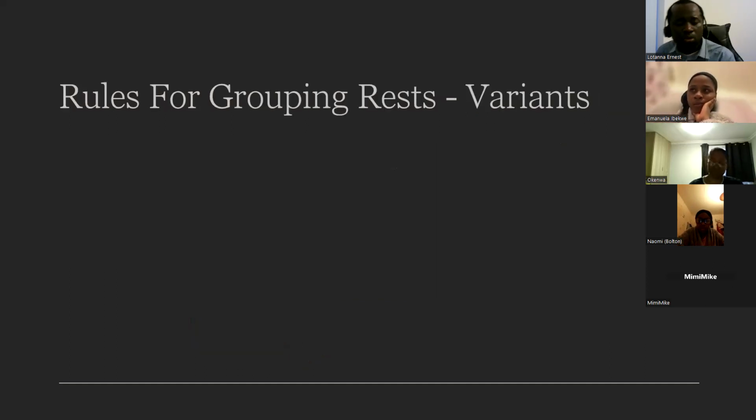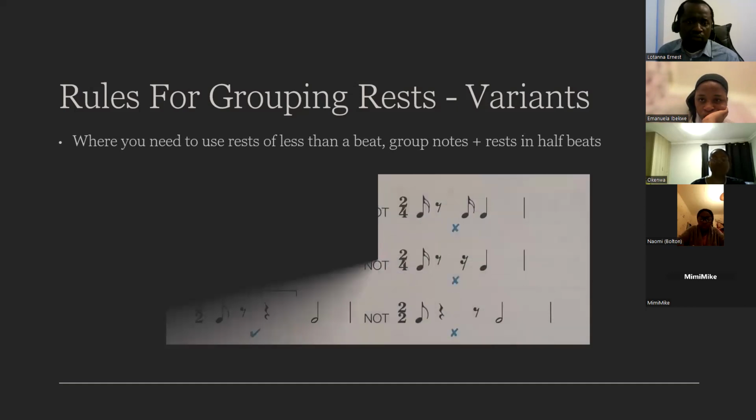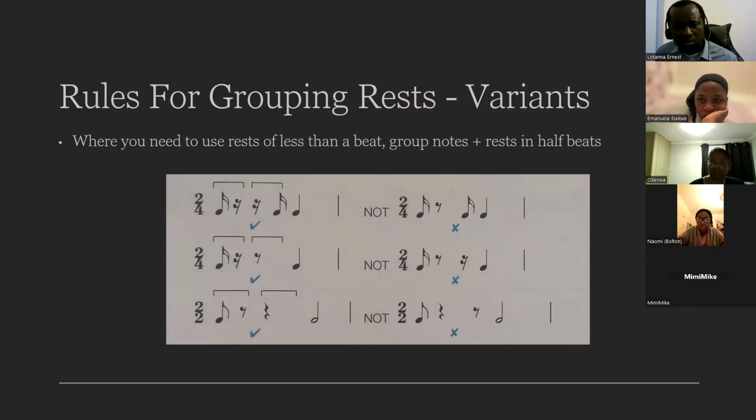Now, rules for grouping notes and grouping rests: there are some exceptions. Where you need to use a rest of less than a beat, group notes plus rests in half beats. Now, what does that mean? If you look at this, for example, this is 2/4. Let's look at it from this side. Now, this is 2/4. How do you group this?